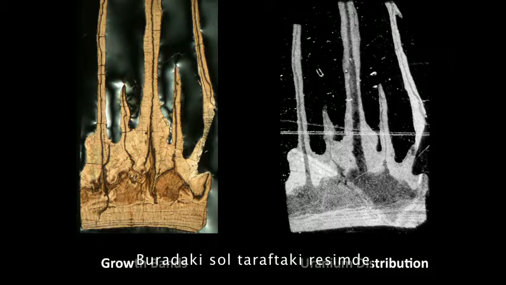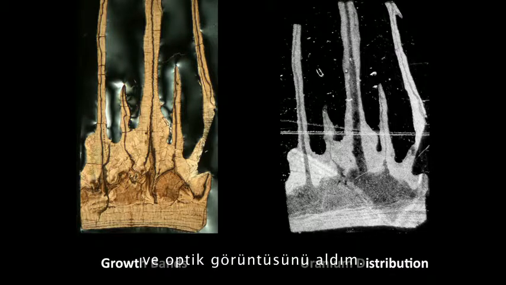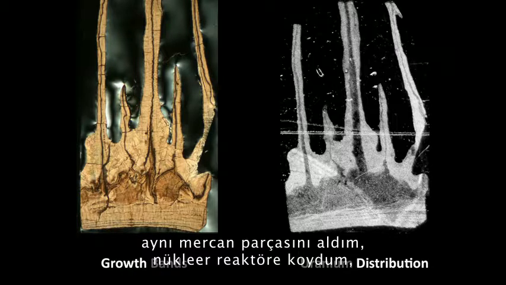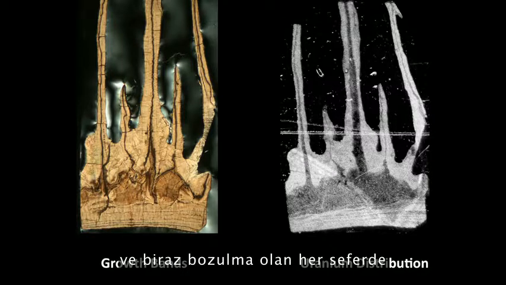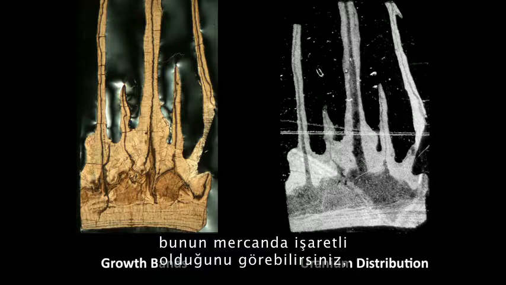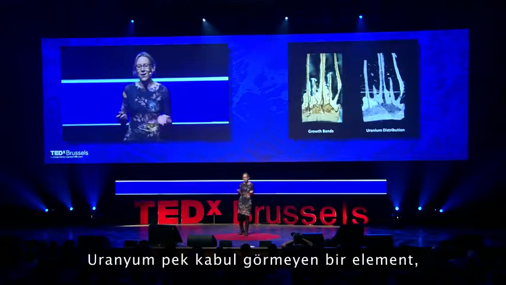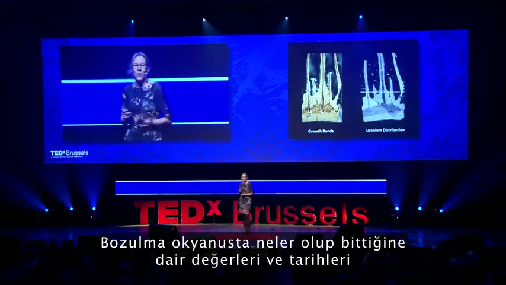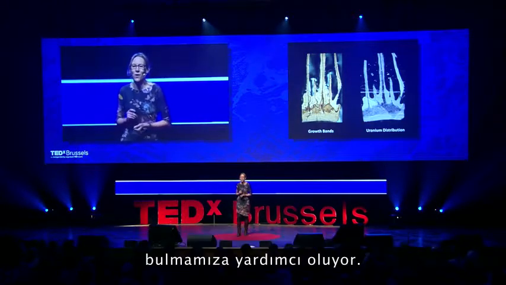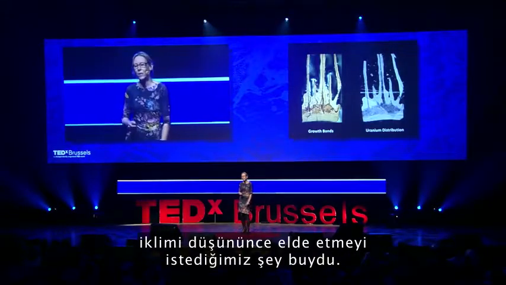So on the left-hand image here, I've taken a slice through a coral, polished it very carefully, and taken just an optical image. On the right-hand side, we've taken that same piece of coral, put it in a nuclear reactor, induced fission, and every time there's some decay, you can see that marked out on the coral, so we can see the uranium distribution. Why are we doing this? Uranium's a very poorly regarded element, but I love it. The decay helps us to find out about the rates and dates of what's going on in the ocean. And if you remember from the beginning, that's what we want to get at when we're thinking about climate.